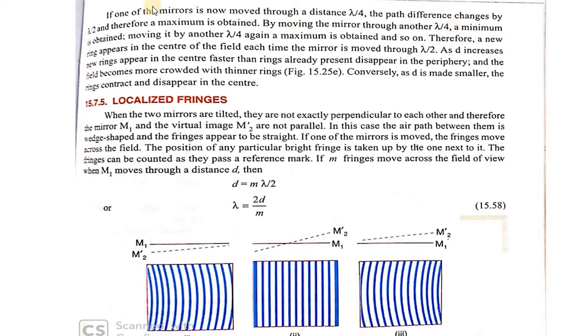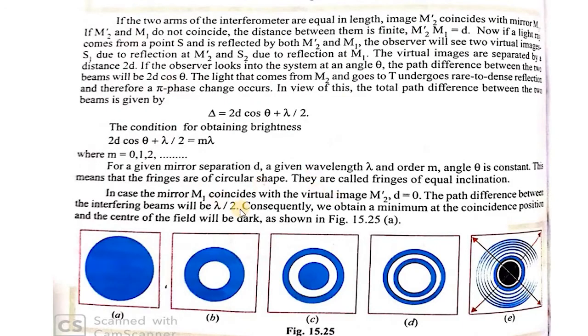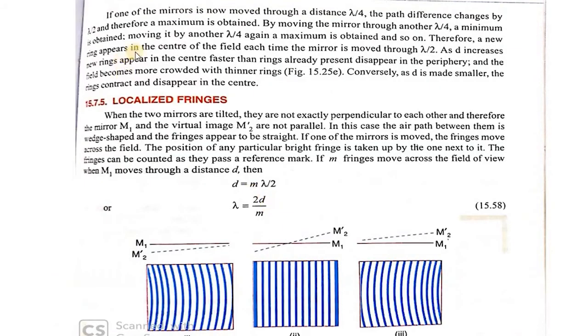So if one of the mirrors is now moved through a distance lambda by 4, the path difference changes by lambda by 2, and already there is a path difference of lambda by 2, and here I have already mentioned it. When D is equal to 0, when both of them coincide, it will be lambda by 2, corresponding to a darkness or destructive interference or minimum. Again, if one of the mirrors is moved through a distance lambda by 4, the path difference will be lambda by 2 plus lambda by 2, that is lambda, corresponding to a brightness or maximum.